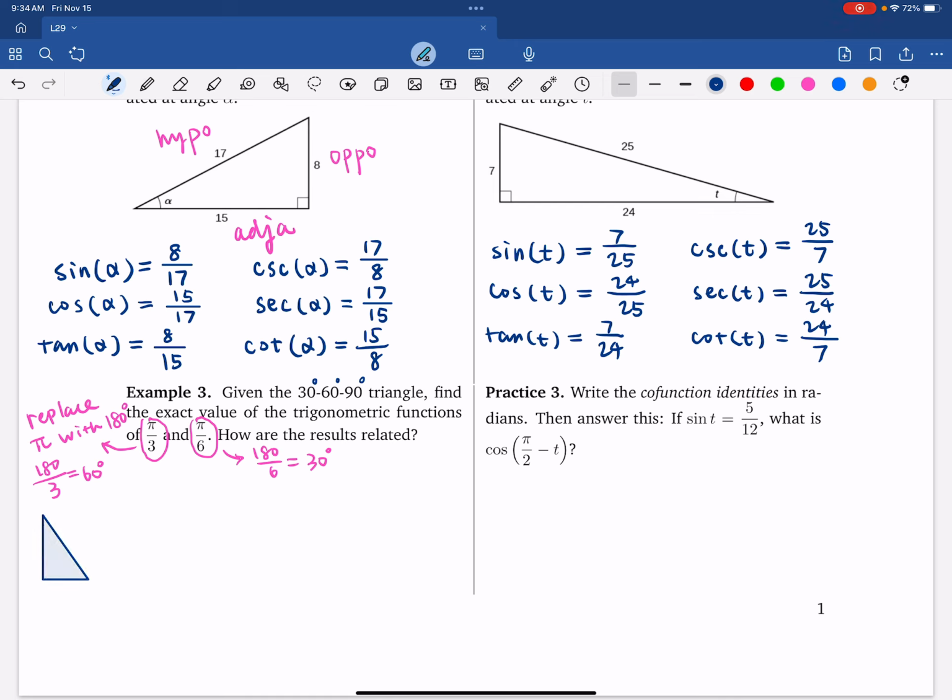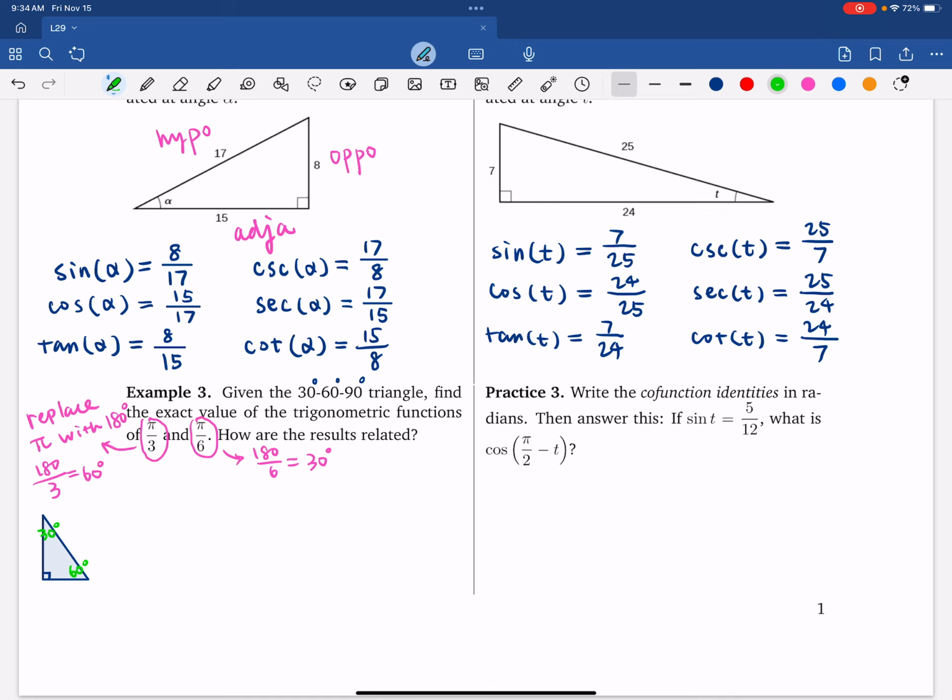Okay, so this is my right triangle. I have my 90 degrees. I'm going to label my angles. This one is my 30 degrees, and this one is my 60 degrees. And you have the 90 degrees there. So this is called the 30, 60, 90 triangle.